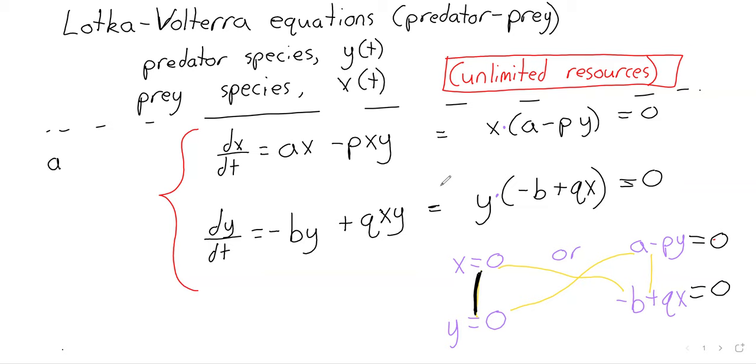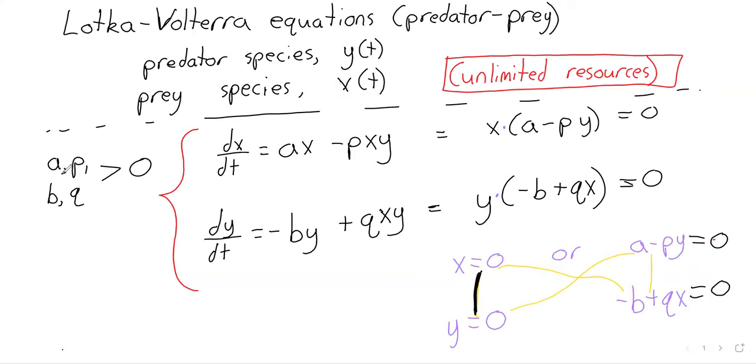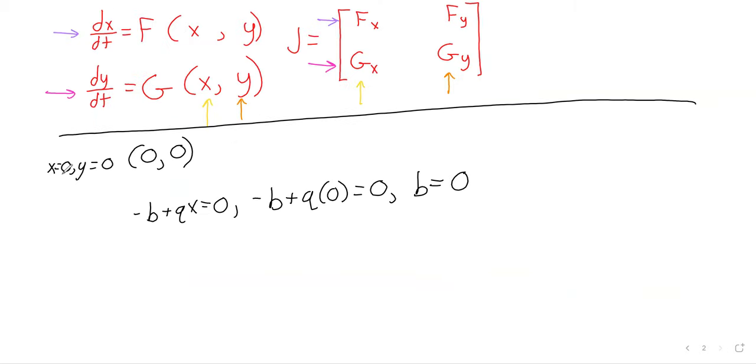In fact, maybe I should say this explicitly. The Lotka-Volterra equations are only doing what we want them to do if all of these terms are strictly positive. They're not allowed to be negative. They're not allowed to be zero. So this can't happen. This connection doesn't work. The only way for x to be zero and that other term to be zero is if b equals zero, which can't happen.